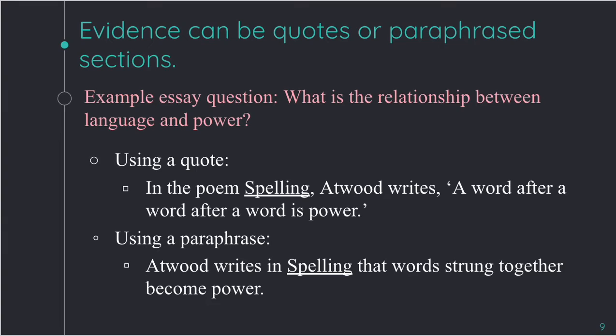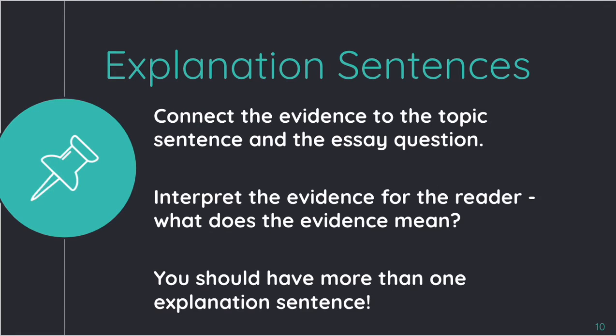All right, let's move on to the next thing. Let's look at the explanation sentences. Now, these are important because they connect the evidence you've selected to the topic sentence and the essay question. So remember, the topic sentence tells me what this paragraph's about and why it's important. Your quote is the evidence, but then you need to prove your point and explain why this evidence proves your point in the topic sentence and why the topic sentence is accurate.